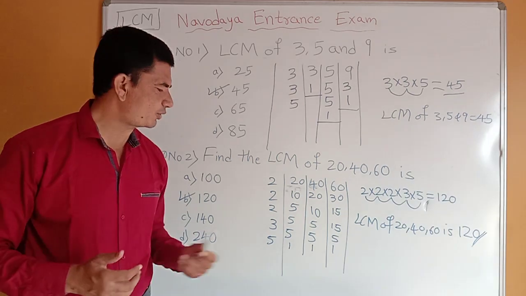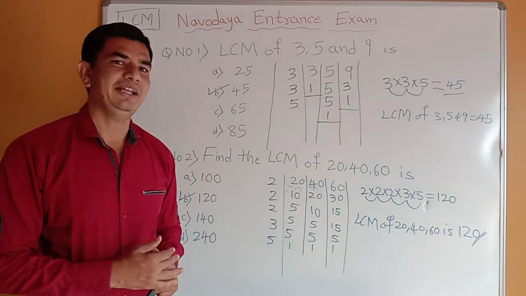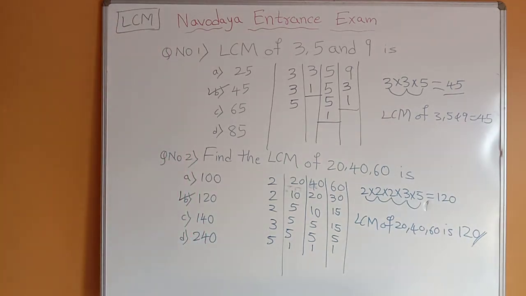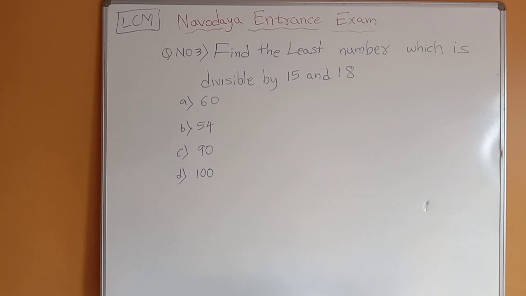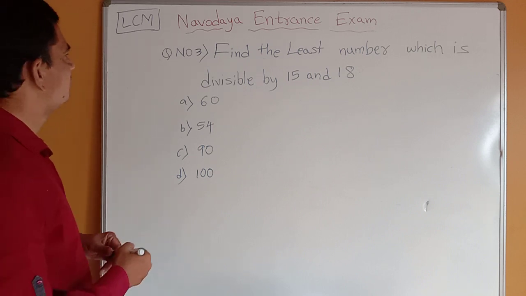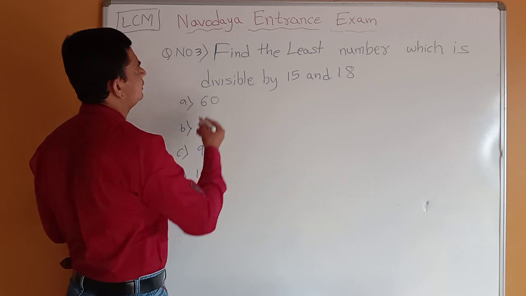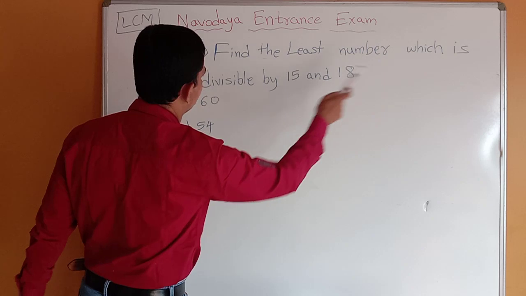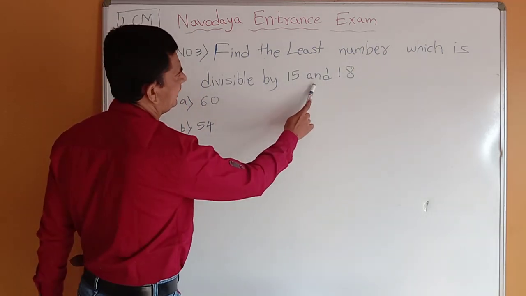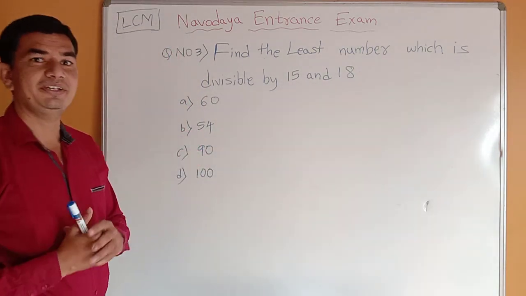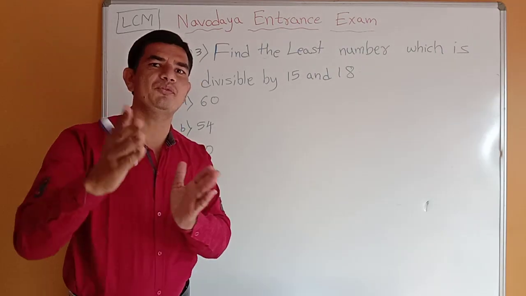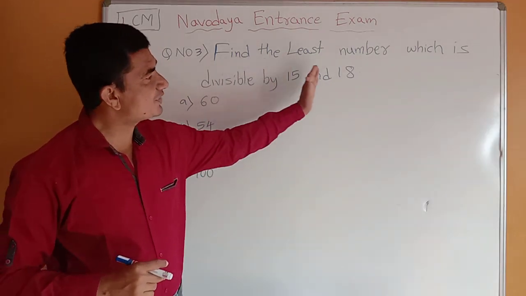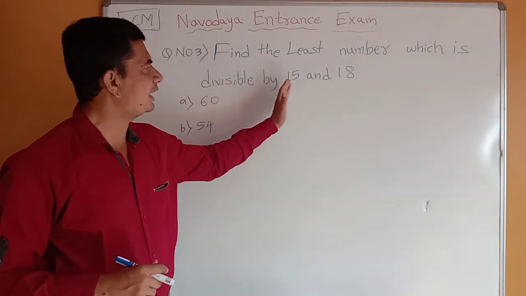Well friends, I hope you have understood this one. Again let's see the next question, a different kind of question. So students, you can see here I have written question number 3. Find the least number which is divisible by 15 and 18. So the question is different here. They have not asked to find the LCM of given numbers. They are told, find the least number which is divisible by 15 and 18.